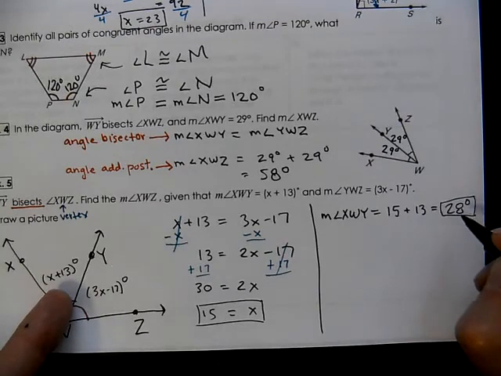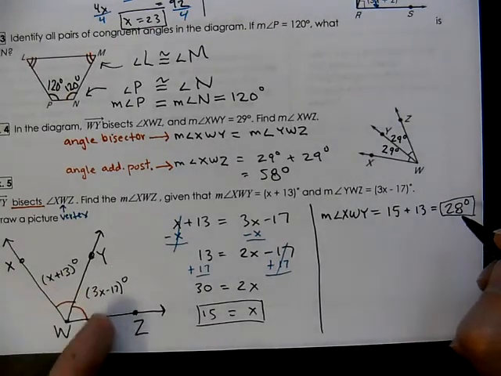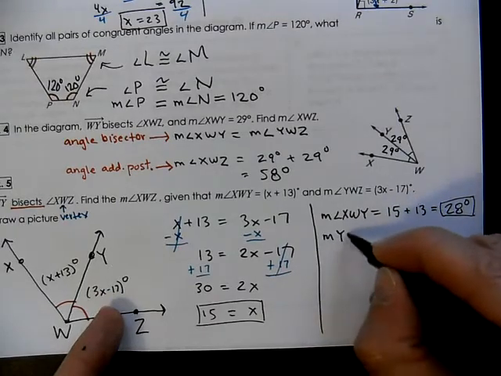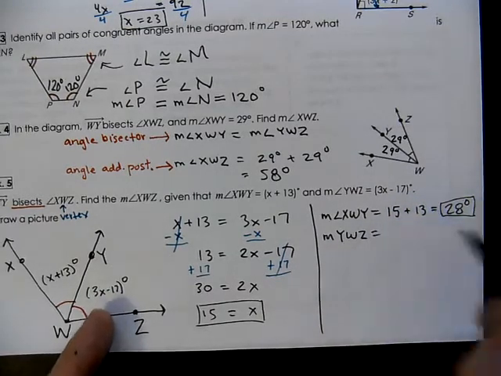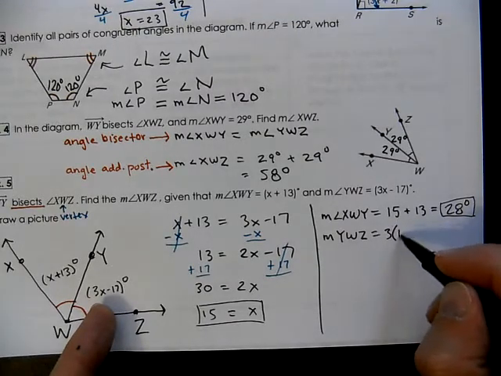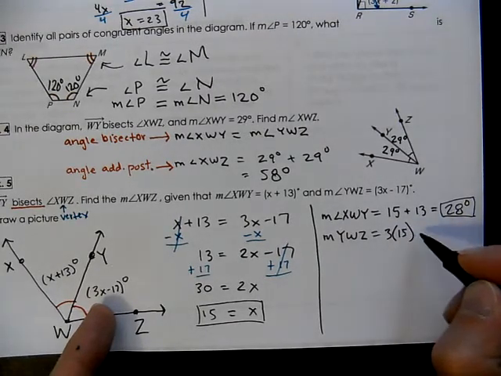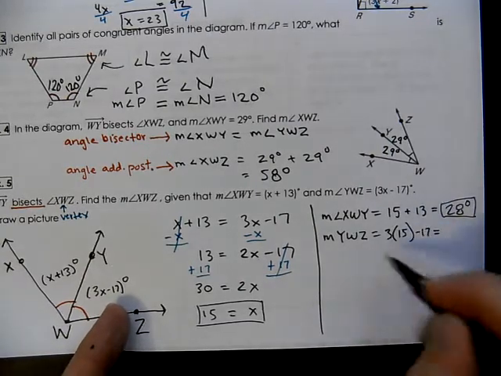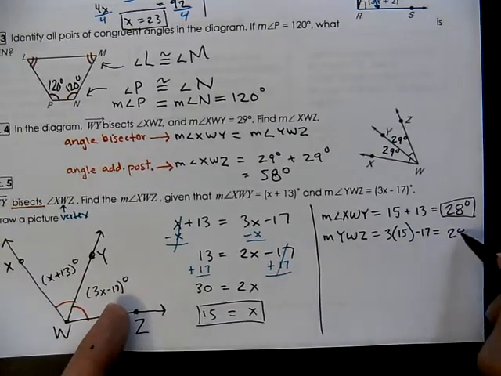Now that's not the final answer, we're just getting close. The other angle on the right, angle YWZ, that is the 3x minus 17, so 3 times the value of x, plug in my 15, 3 times the 15 minus the 17. I get a little calculator work here, and I get 28 degrees.